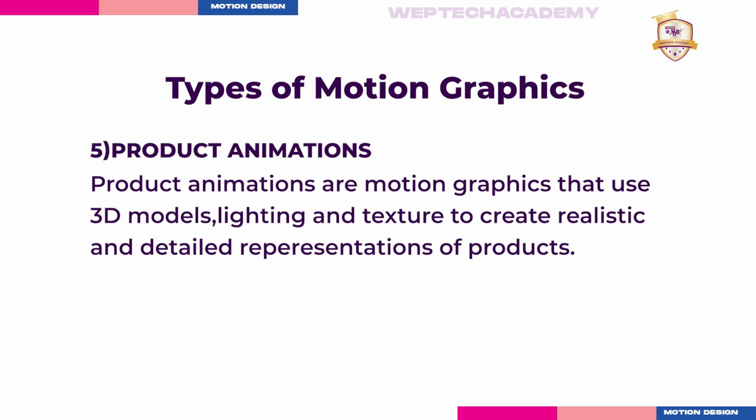At times you can watch a video where a company wants to advertise their products. So a motion designer is called to make a product animation, where you make a 3D model of the product. Let's say a Coca-Cola company or a Pepsi company will hire a motion designer to make a 3D model of their product and animate it so that they can use it. That's what a product animation is.